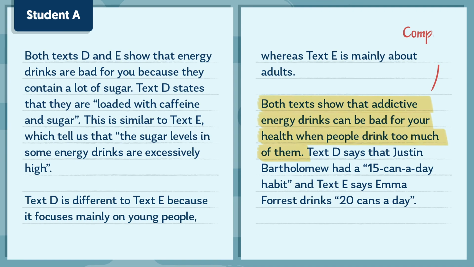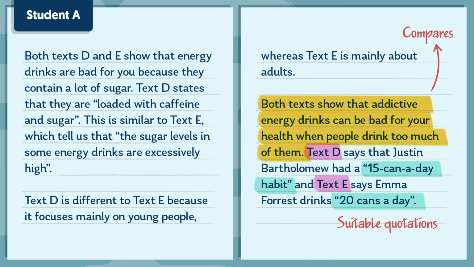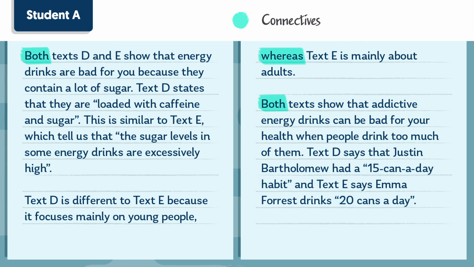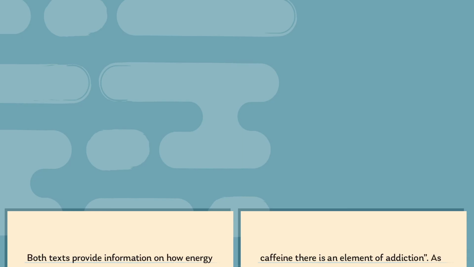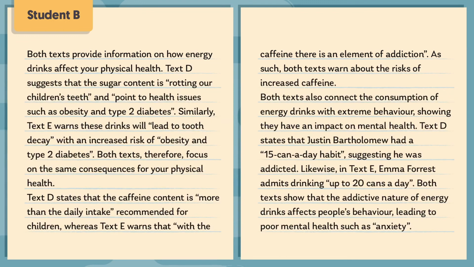In their final point here, Student A compares what's said about the addictive nature of energy drinks and does use a suitable quotation to support their points. They clearly identify the texts and use connectives like both and whereas appropriately, but they don't fully explain their ideas. So, Student A would receive between 5 and 6 marks if they continue their answer in this way. Now, let's move on to an extract from Student B's answer.